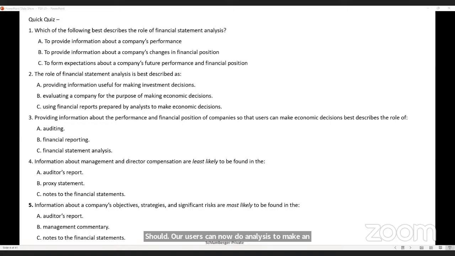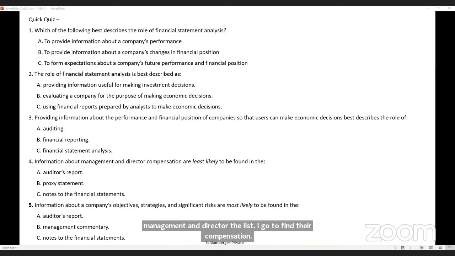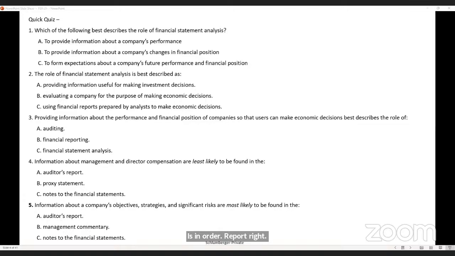All right, so your number 4 is saying information about management and director compensation are least likely to be found. You would definitely find the management and director's compensation probably in notes to the financial statement, yes. You also probably find it in the proxy statement, but the least place that you're going to find their compensation is in the auditor's report, right? That's the least place because the auditor's report is not expected to report on the compensation of the directors. So you guys need to be careful about that.